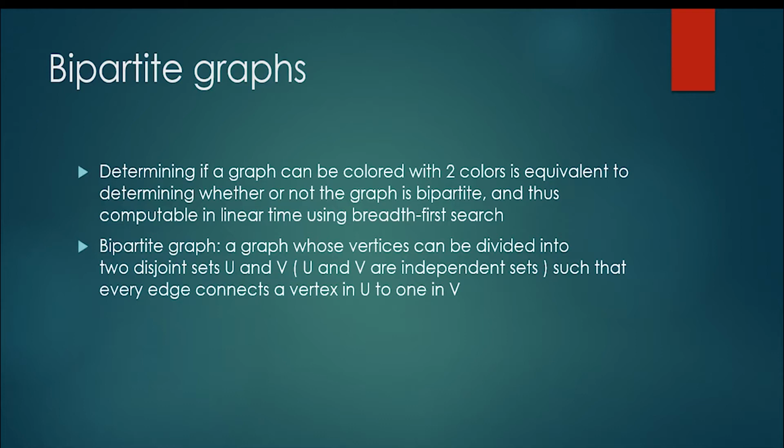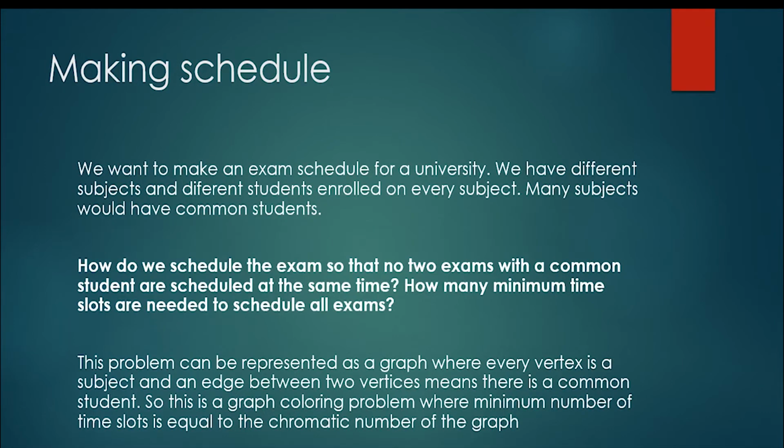What is a bipartite graph? A graph whose vertices can be divided into 2 disjoint sets, U and V. U and V are independent, of course, such that every edge connects a vertex in U to one in V. We have discussed problems in the maximum flow minimum cut theorem, and we saw that there are a lot of applications concerning bipartite graphs. So this is a certain application of the coloring problem.